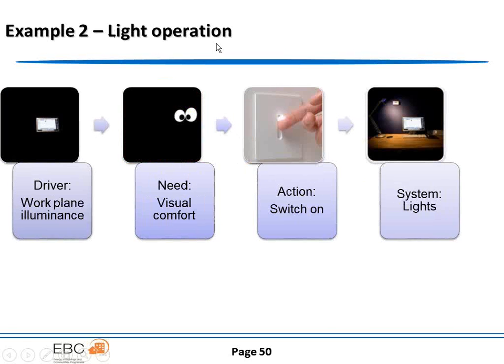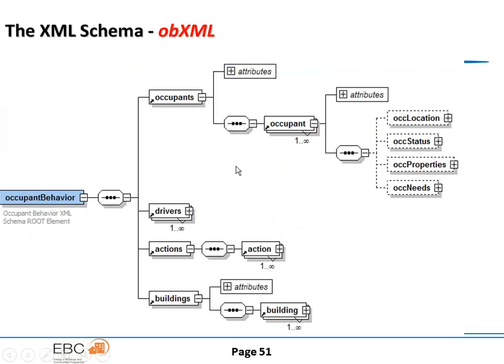I think another simple one is also lighting, right? You need certain light to be able to work. If it's too dark, right? The driver is the light level, and you need visual comfort to perform work. You turn the lights on, and the system will be the light. So based on these four aspects, we can describe people's behavior. And this is implemented as an XML schema. We're still working on this.